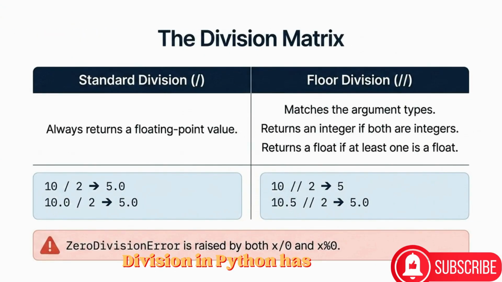Division in Python has two forms. Standard division, denoted by a single slash, always returns a floating point value. Floor division, with a double slash, returns an integer if both arguments are integers, or a float if at least one is a float. Remember that dividing by zero raises a ZeroDivisionError.